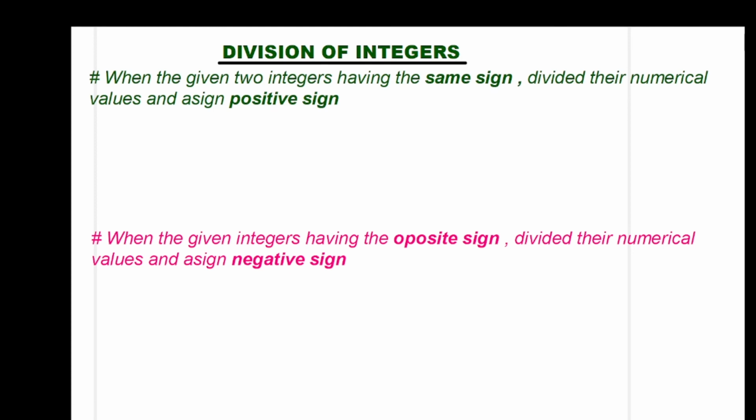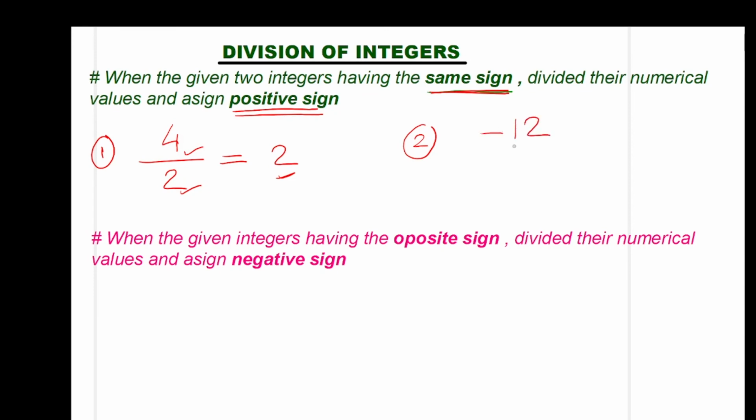Next, division of integers. When the given two integers have the same sign, divide their numerical values and assign a positive sign. For example, 4 divided by 2 gives us 2. Both are positive, so the answer is also positive. Another example, minus 12 divided by minus 4.